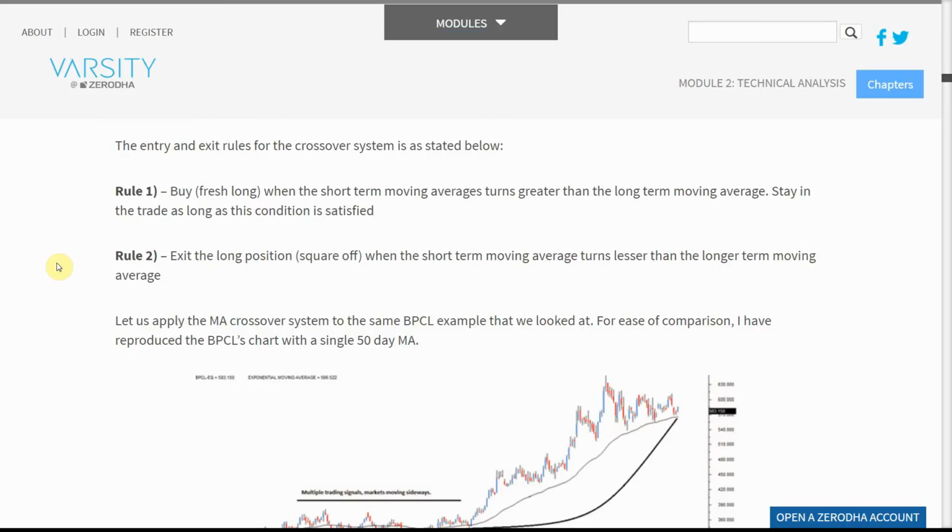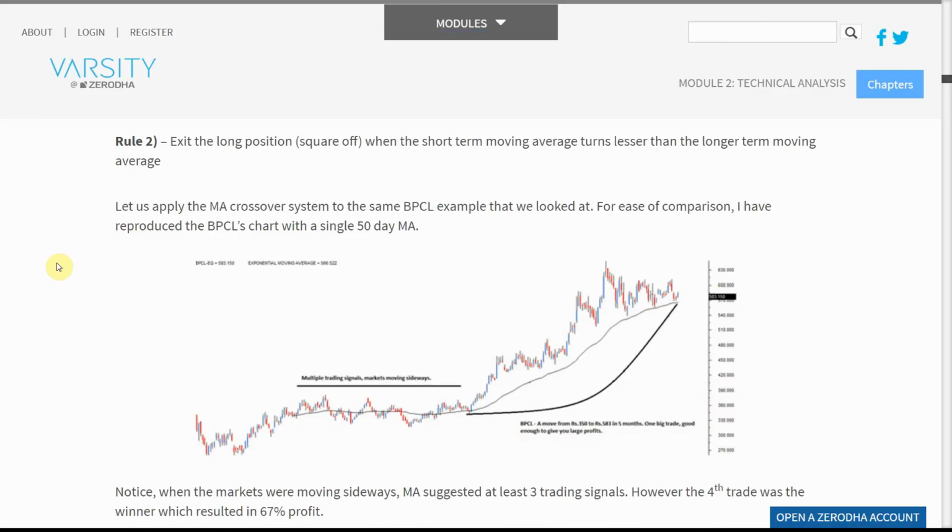Rule 1. Buy fresh long when the short-term moving average turns greater than the long-term moving average. Stay in the trade as long as this condition is satisfied. Rule 2. Exit the long position. Square off when the short-term moving average turns lesser than the longer-term moving average.